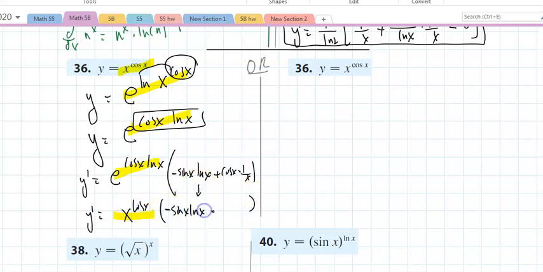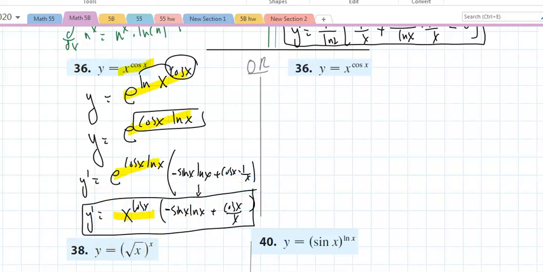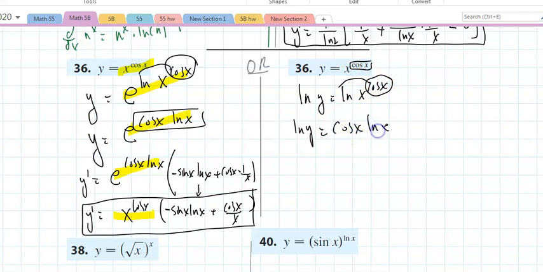There is no other way of doing this problem. There's no shortcut. The alternative is really a copy of this. Anytime I look at something like this and I'm having an issue with it, I'll say, you know what? Take natural log of both sides. Whenever I'm dealing with a power, I could say natural log of y equals, you could move this up front and say that's the cosine of x, natural log of x.